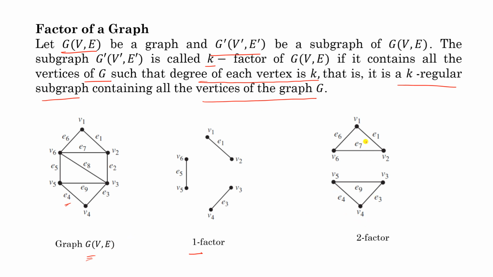And look at this graph here. This includes all the vertices of the graph G and the degree of each vertex is 2. That's why it is a 2 factor of graph G. It is not necessary that every time you get a 1 factor or 2 factor of a graph G. It may be possible or it may not be possible. So I hope that you got the concept of subgraph and different types of subgraph.